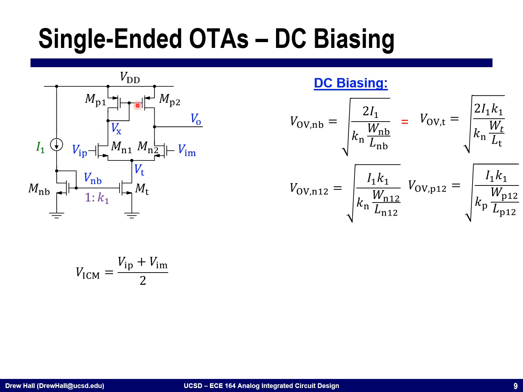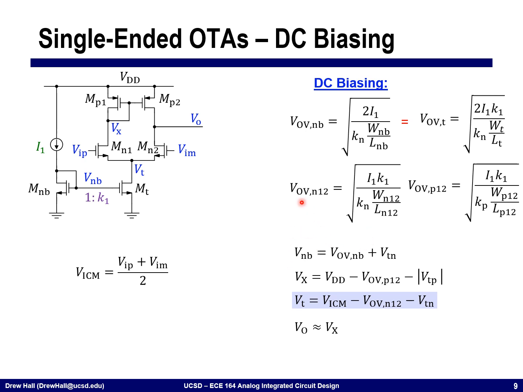The exact same analysis is true of the PMOS devices here. I tail over 2 is flowing through this half. I tail over 2 is flowing through this half. And so these two transistors have the same overdrive voltage as well as the same current, which we can calculate using this.